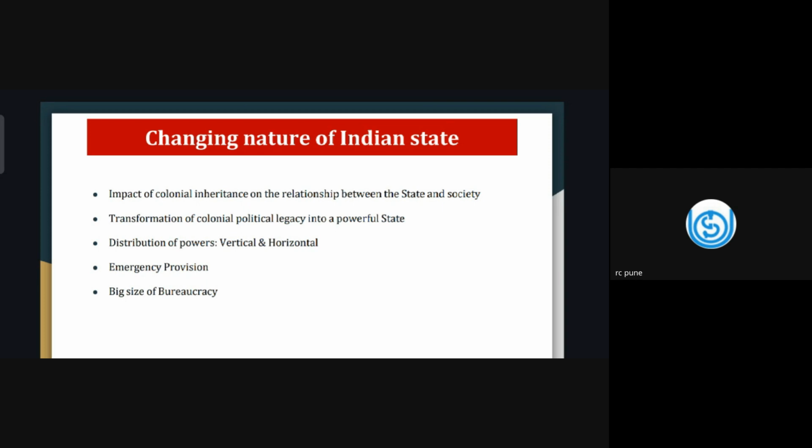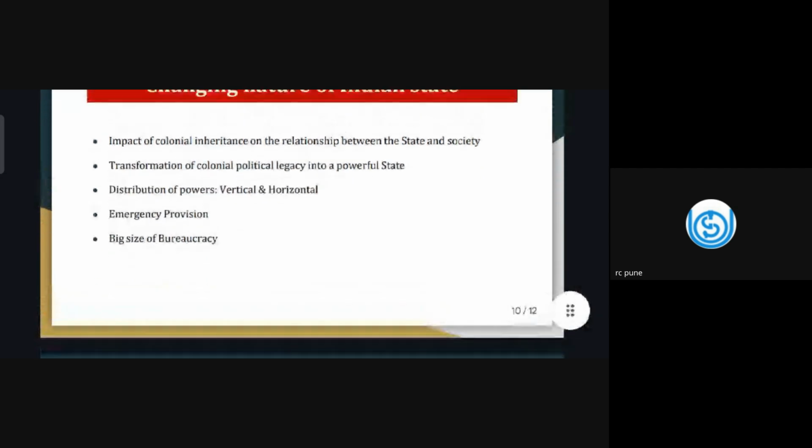Got the point? So three types of emergencies: a national emergency, state emergency, which is also called as president's rule, and third is financial emergency. Article 352, Article 356, and Article 360. And all these powers are again given only to the center and not to any state government.